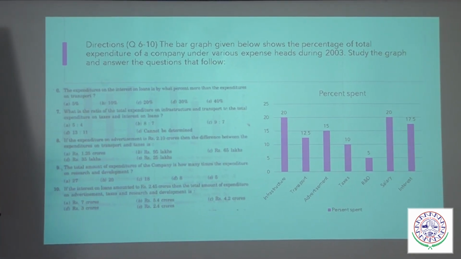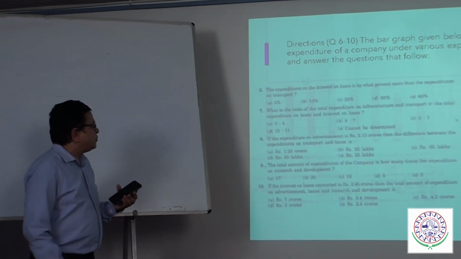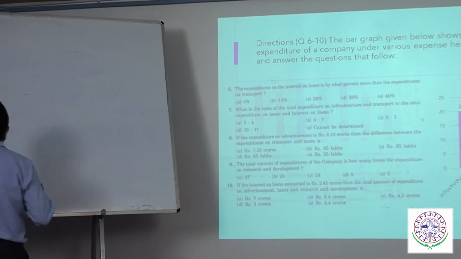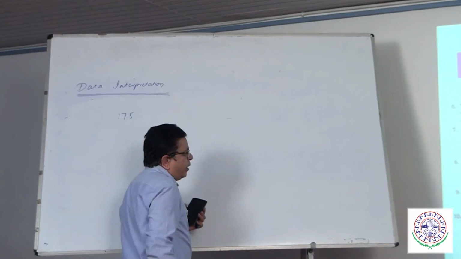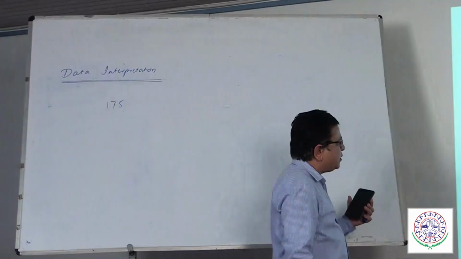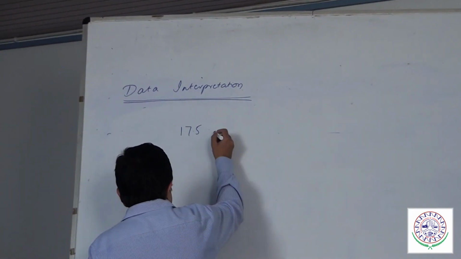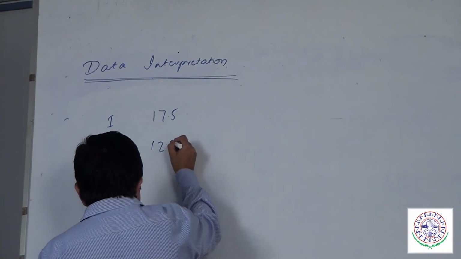First question: the expenditure on the interest on loans is by what percent more than the expenditure on transport? How much is the expenditure on interest on loans? 17.5. And how much is the expenditure on transport? That is 12.5. So this is interest, this is transport, 12.5.